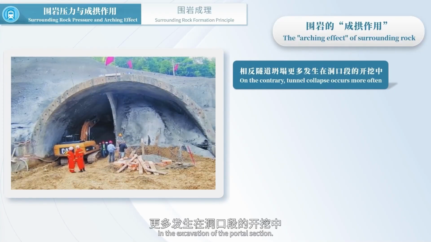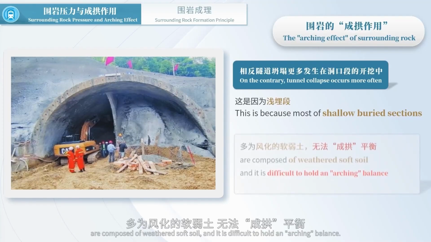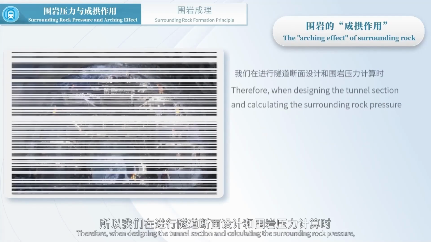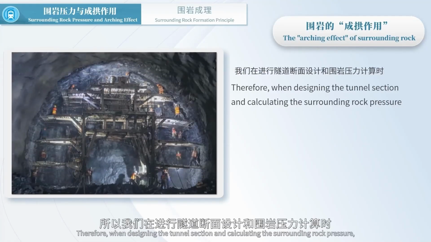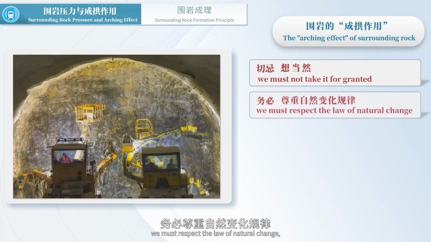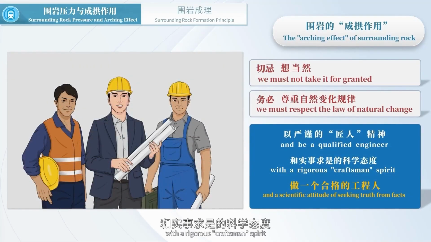portal section. This is because most of the shallow buried sections are composed of weathered soft soil, and it is difficult to hold an arching balance. Therefore, when designing the tunnel section and calculating the surrounding rock pressure, we must not take it for granted. We must respect the law of natural change and be a qualified engineer with a rigorous craftsman spirit and a scientific attitude of seeking truth from facts.